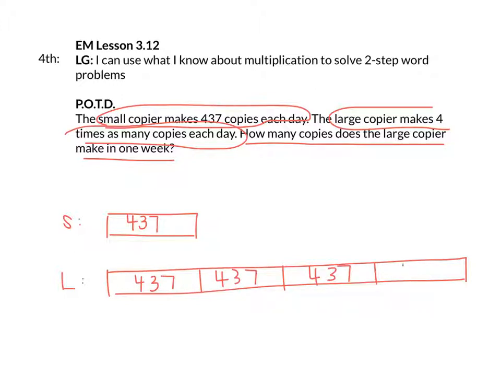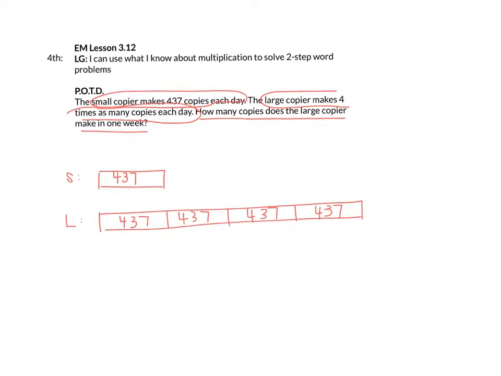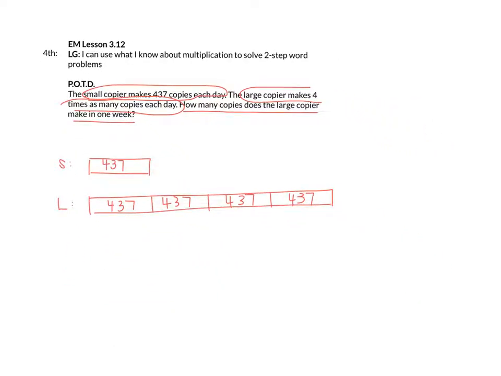So based on this tape diagram, how could I calculate how many copies the large copier makes in 1 day? In 1 day. Anushka? You could do 4 times 437. Yeah, 4 times 437, because we have 4 segments of 437 copies.